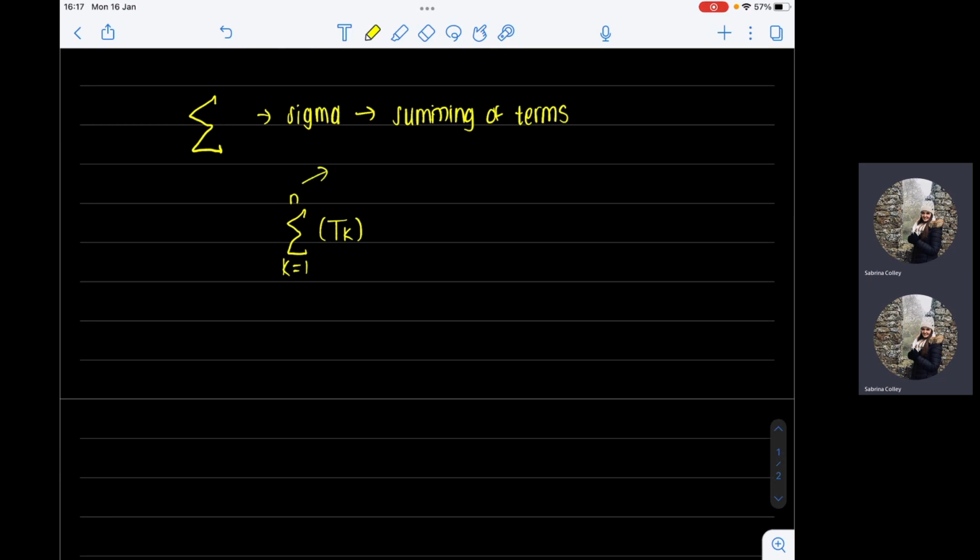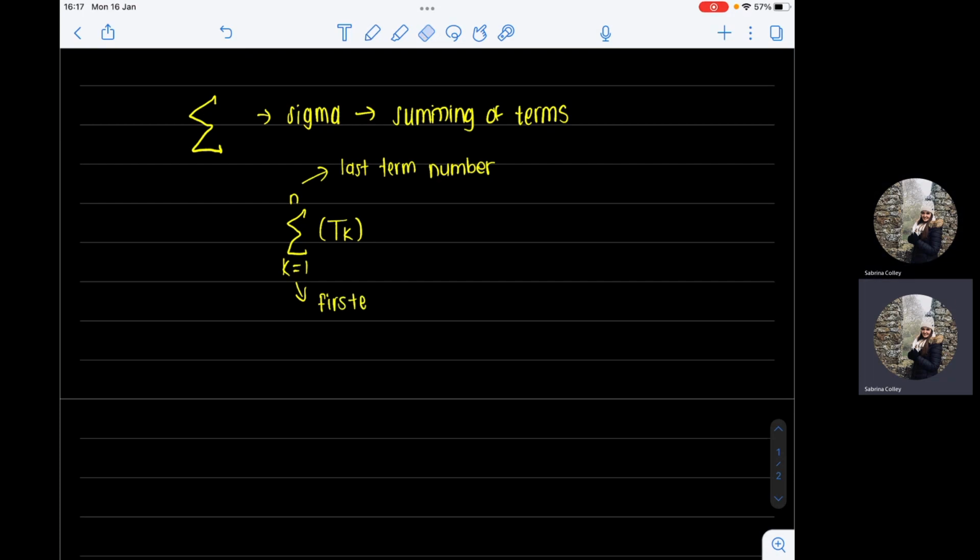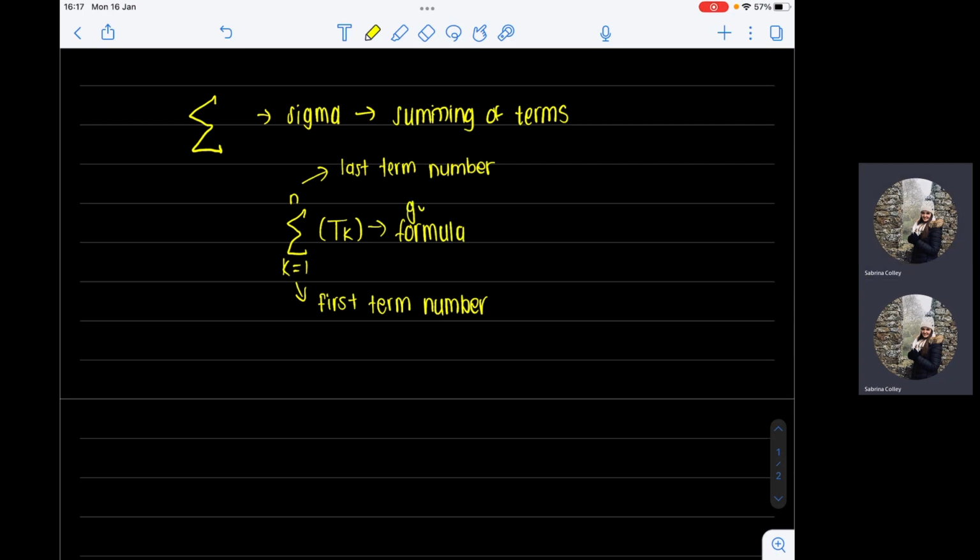So this n is the last term number. What term number does it go up to? And this indicates the first term number. And this over here is basically our general formula.